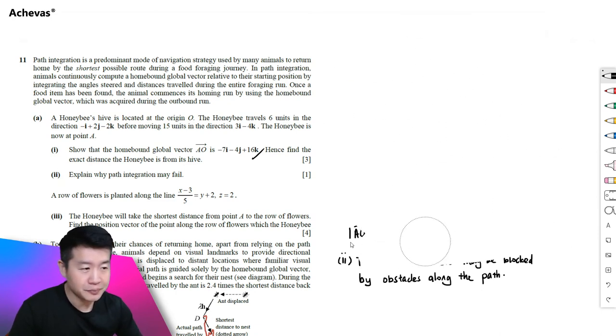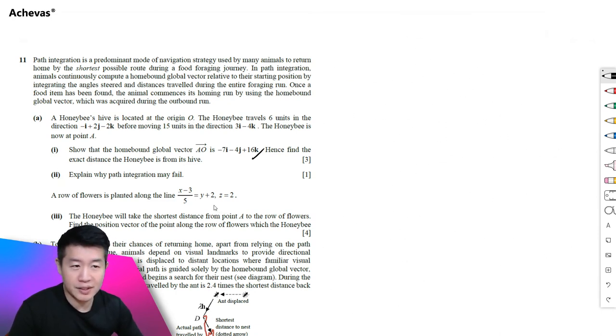Then part three, we have this row of flowers that is going to be along this line. We want to find the point which is the shortest distance from A, which is what we have found, from A to the flower. So in other words, it is asking for the foot of the perpendicular. We need the equation of this line in the vector form. So for part three, let me rewrite the equation of the line in vector form first. Then we find the foot of the perpendicular.